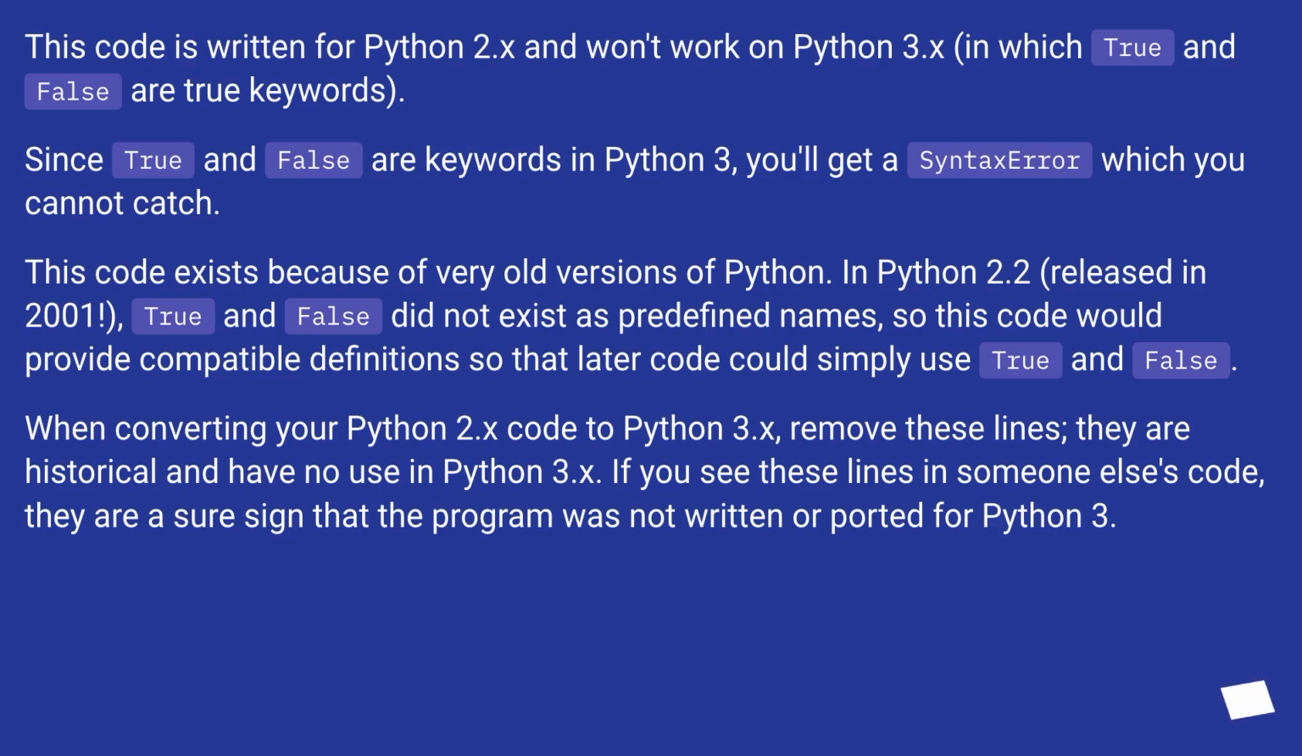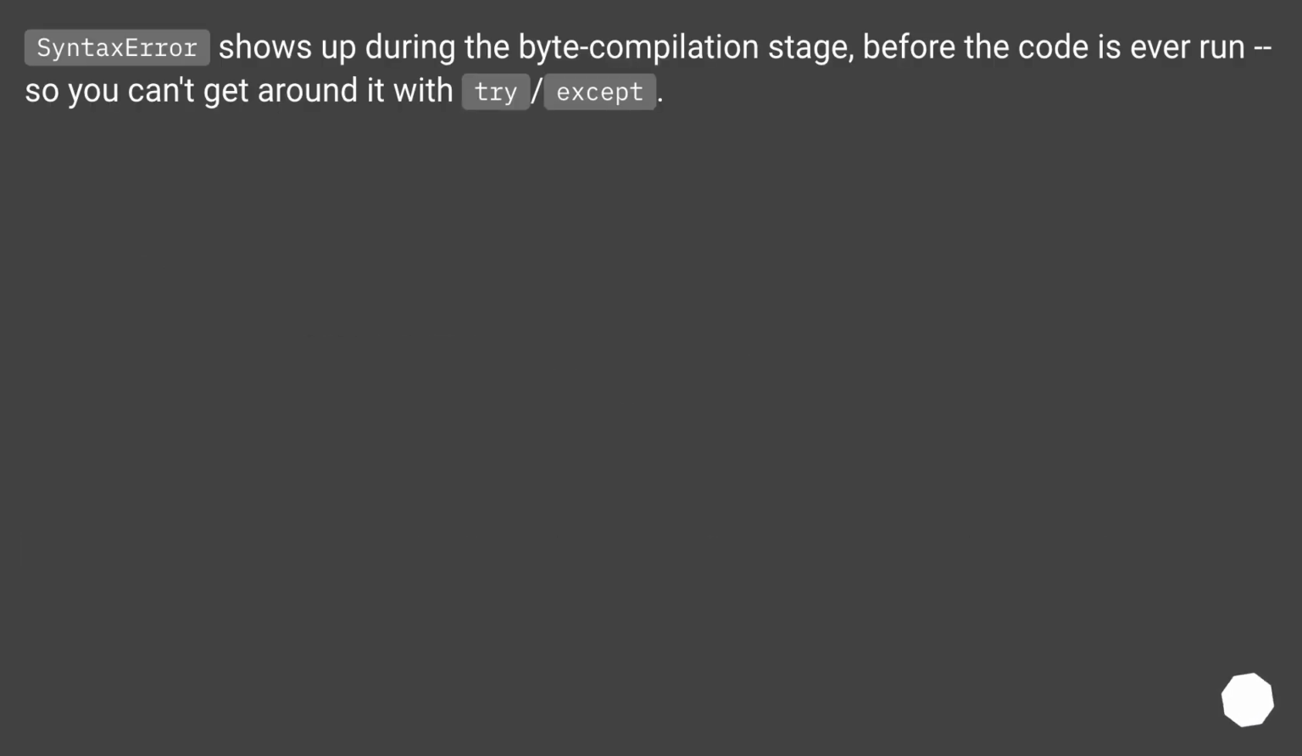If you see these lines in someone else's code, they are a sure sign that the program was not written or ported for Python 3. Syntax error shows up during the byte compilation stage, before the code is ever run, so you can't get around it with try/except.